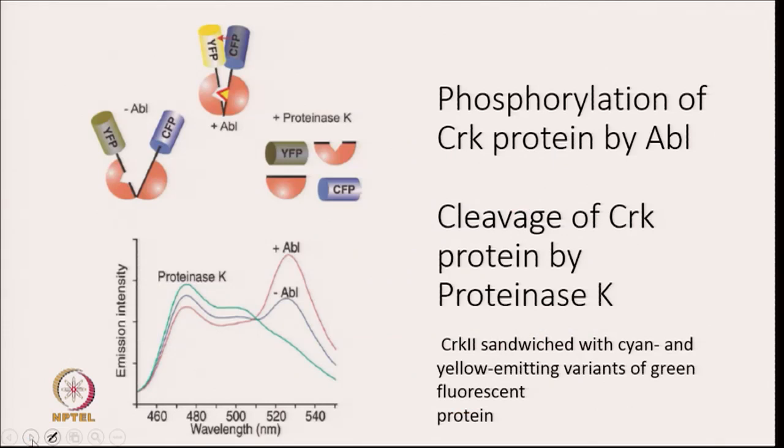One example of using FRET for your signaling process is shown in this example, where a FRET pair is used to look at phosphorylation of CRK protein by ABL. The CRK2 protein was sandwiched with cyan and yellow emitting variants of green fluorescent protein. So at one end you put YFP and at the other you put CFP.